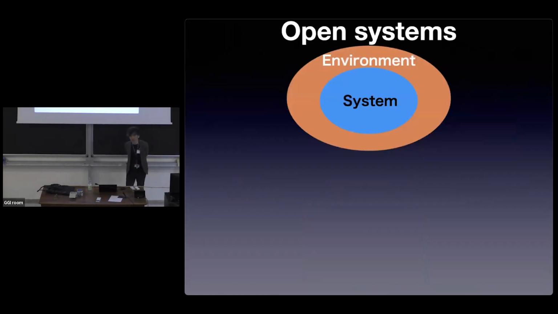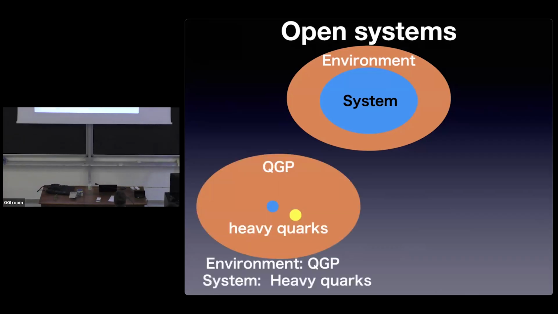Now, what is the open system? The open system is a system coupled with some environment. The total system can be a closed system, but if you only focus on a subsystem of the total system, it becomes an open system. The system interacts with the environment. In the case of the quark-gluon plasma, if you are interested in the dynamics of heavy quarks, that is an open system coupled with the QGP, which is the environment.